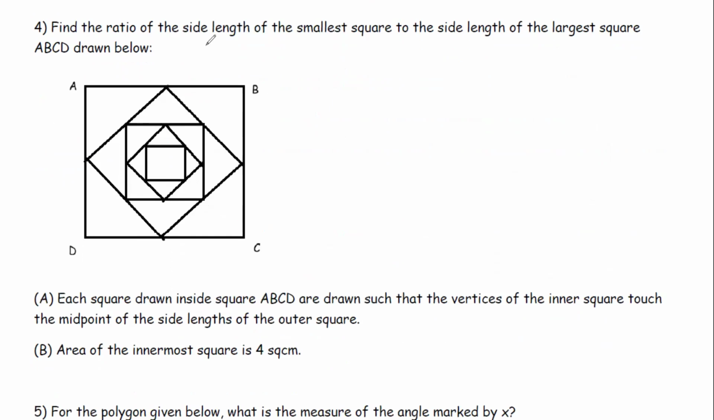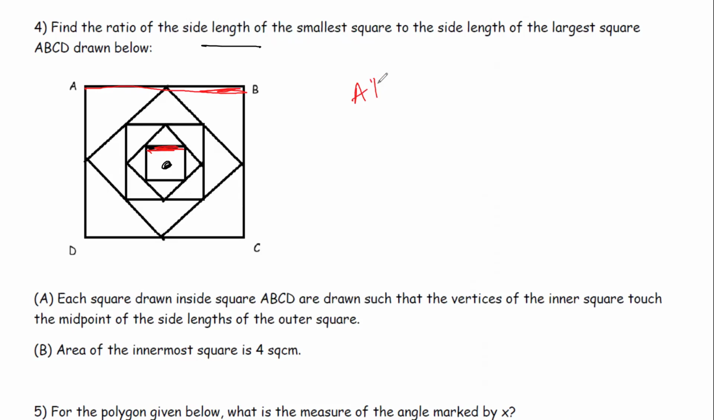Find the ratio of the side length of the smallest square, that one, to the side length of the largest square ABCD drawn below. So this is the largest square ABCD. They want to know the ratio of the sides basically. You could say this side, I'll mark it in red, to the big side AB. They want to know the ratio of these two, the smaller one to the bigger one.